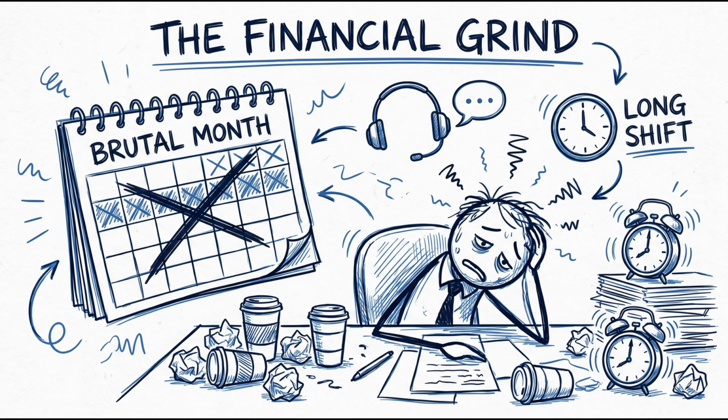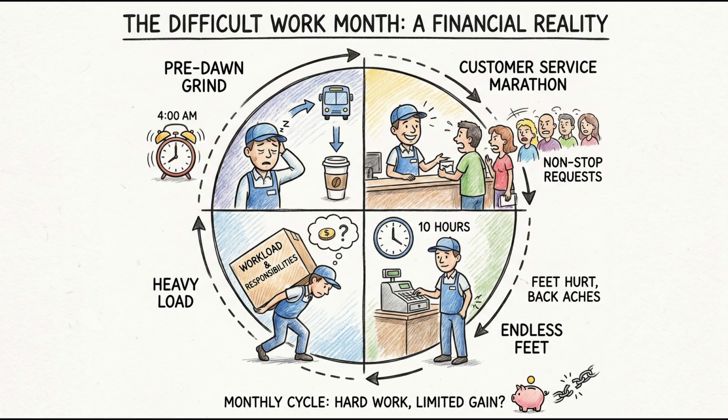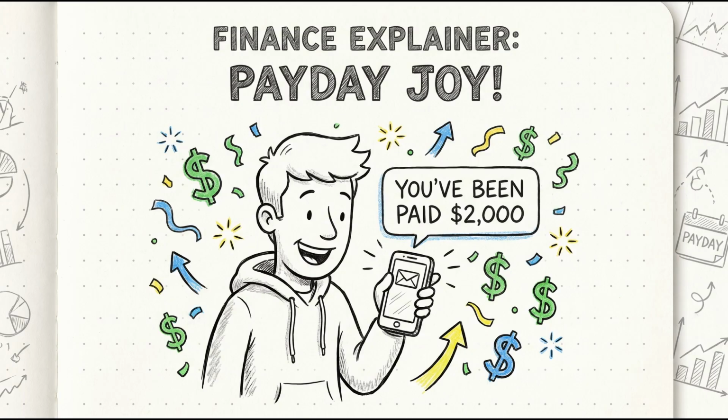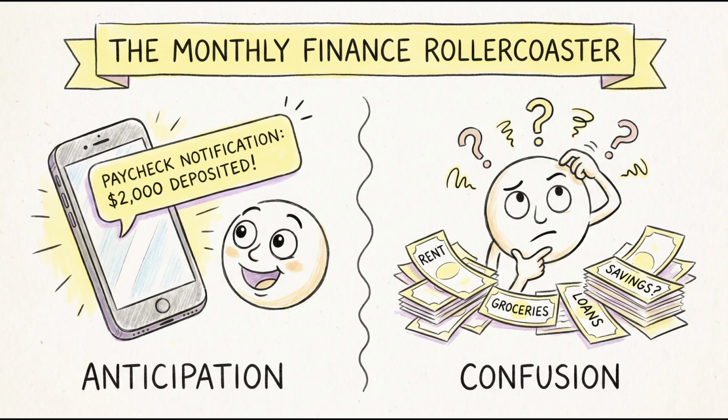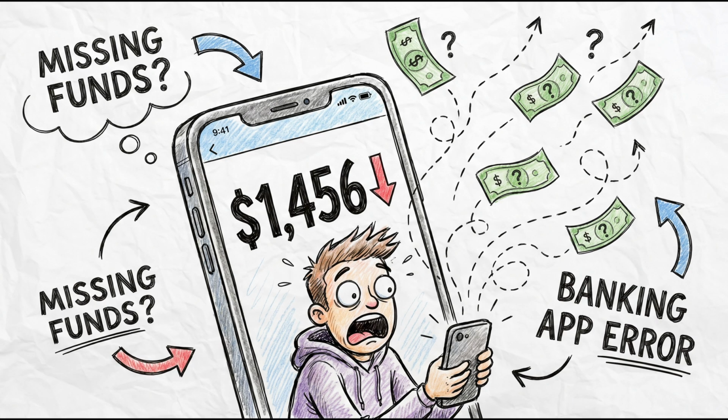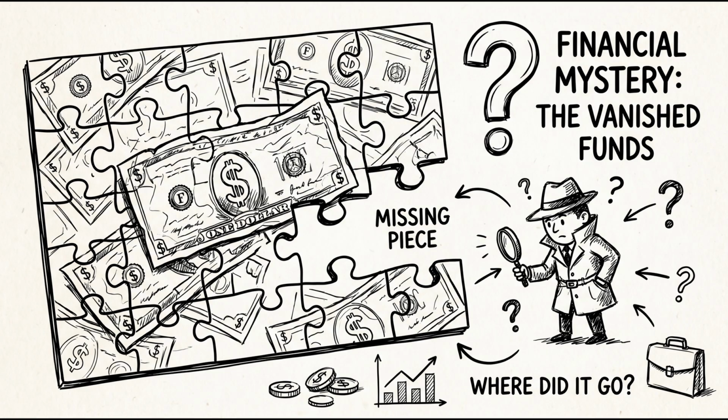To kick things off, I want you to picture a scenario. We've all been there. Imagine you just survived a totally brutal month at work. You've been waking up early, dealing with annoying customers, standing for hours, just grinding out every single shift. You're finally waiting for payday, thinking, okay, well, at least I'm getting paid. You check your email, boom, it says you've been paid $2,000. Nice. But then you open your bank account and the balance says $1,456. Wait, what? What just happened to the rest of it?